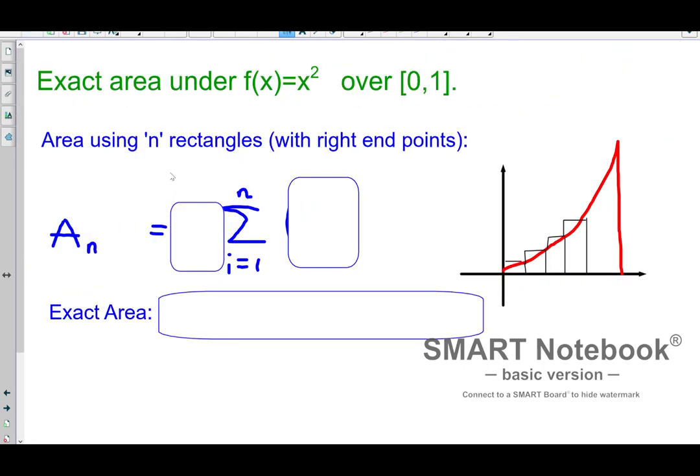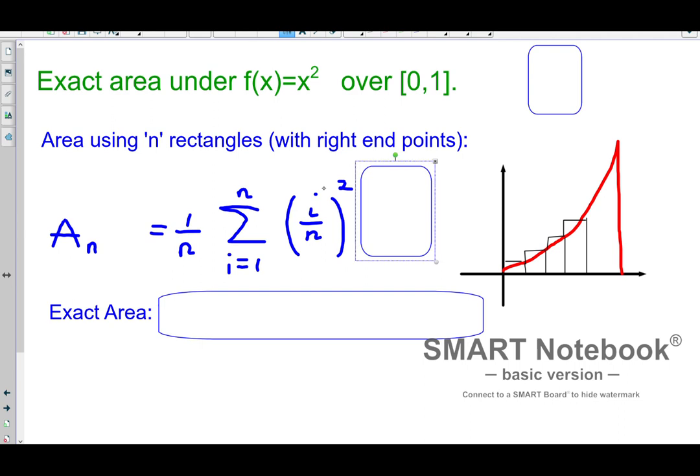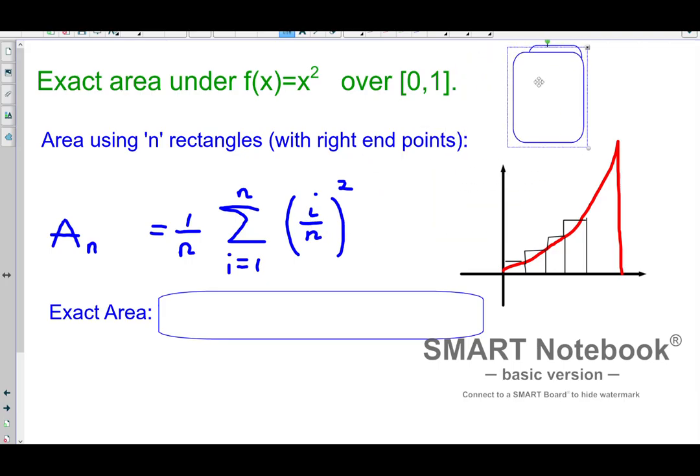Now, I'm going to generalize this. Suppose we had n rectangles instead of just 10 or 50 or 100 or 500. So the base of each rectangle, instead of 1 over 10, would be 1 over n. That would be the base. And the height of each rectangle would be, instead of i over 10 or i over 50, in the case of n rectangles, i over n. And we're squaring because it's the squaring function, right? Remember, this is the base of each rectangle. Now this is the height of each rectangle. And we're going from 1 to n because right now we're doing the case with n rectangles.